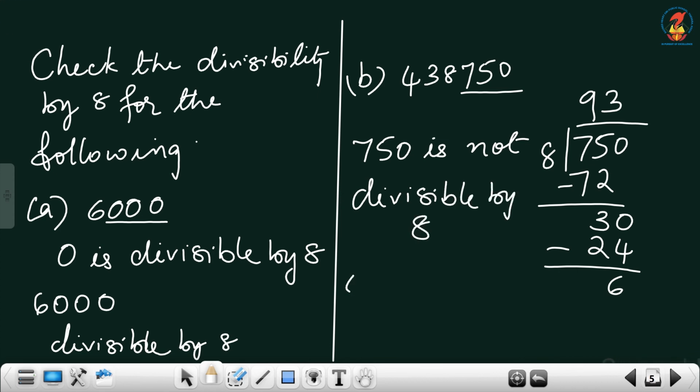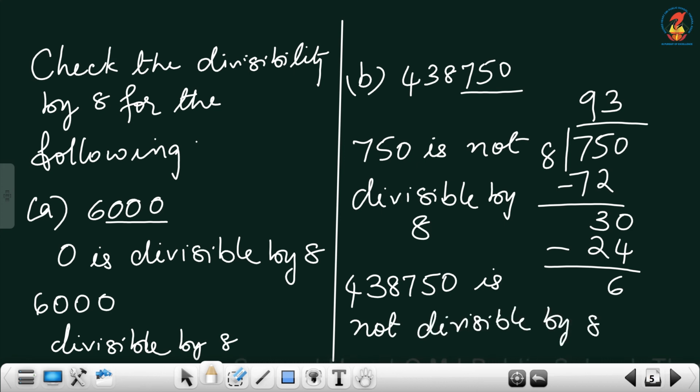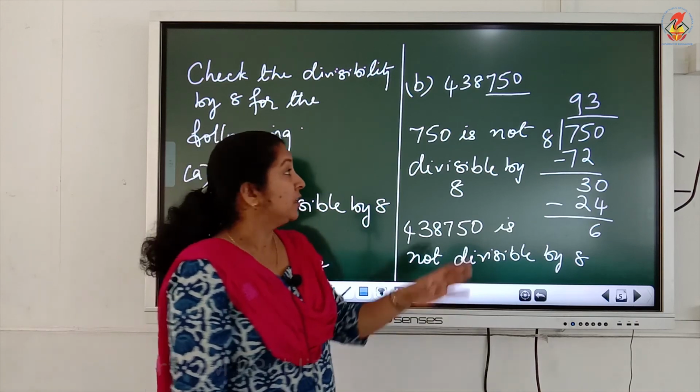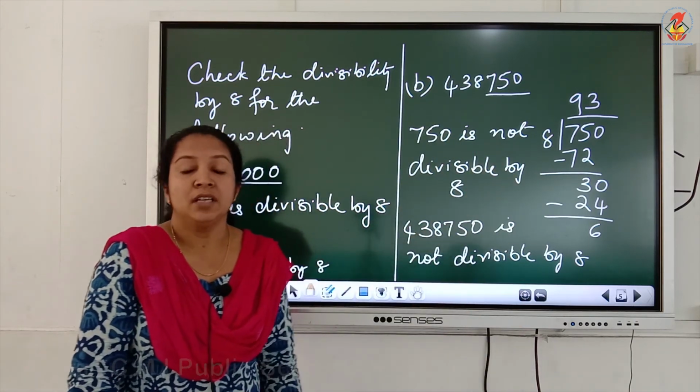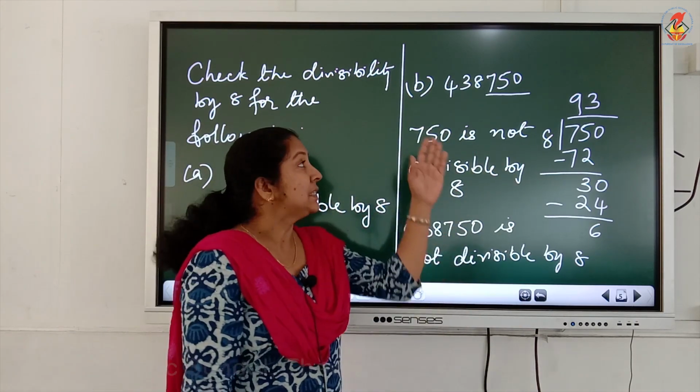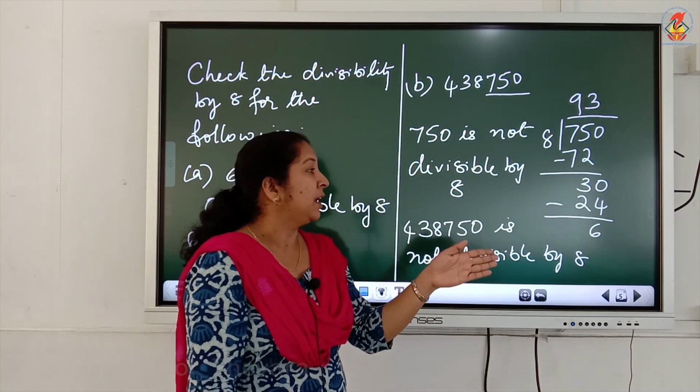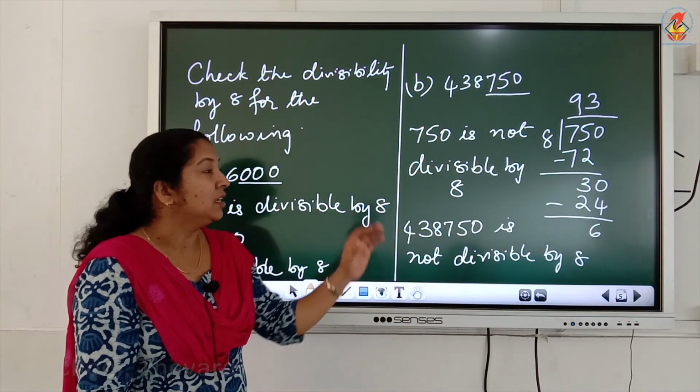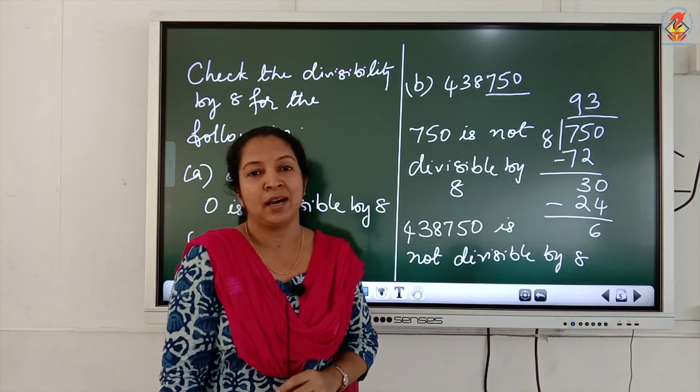So what we can say is 438750 is not divisible by 8, because the number formed by the last 3 digits is 750, which is not divisible by 8. So what we can say is the given number is not divisible by 8.